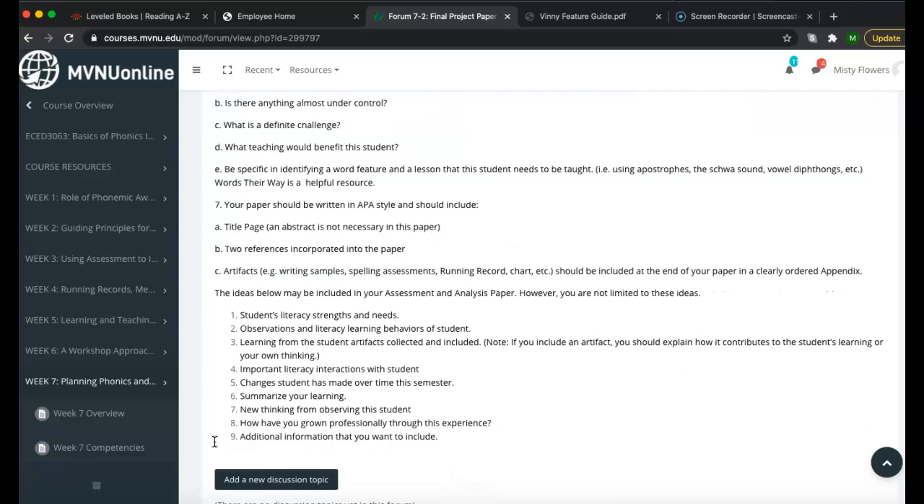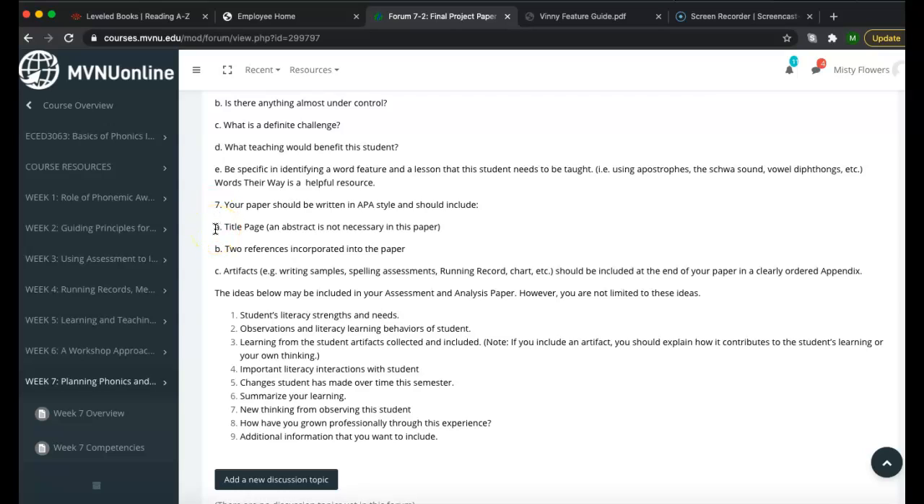Be specific in identifying a word feature and a lesson that this student needs to be taught. For example, using apostrophes, the schwa sound, diphthongs. It could be a feature on the spelling inventory. Words Their Way is a helpful resource. If you don't already own a copy of Words Their Way, I highly suggest having that in your professional library. Your paper needs to be written in APA style and should include a title page.